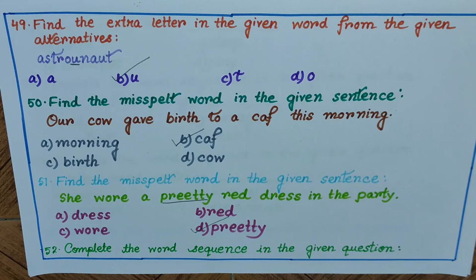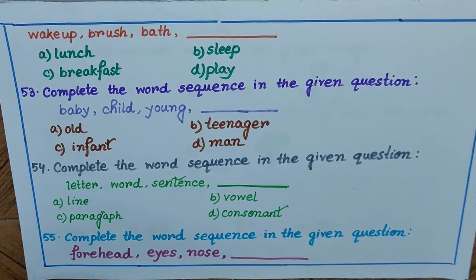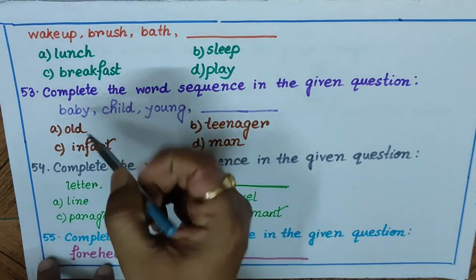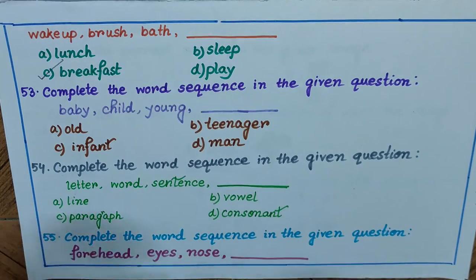Next question 52. Complete the word sequence in the given question. Let's go to the next page. So, wake up, brush, bath. And the next in the sequence will be breakfast. So, we wake up, then we brush, then bath. And finally, we do a breakfast. Answer C is the right one.